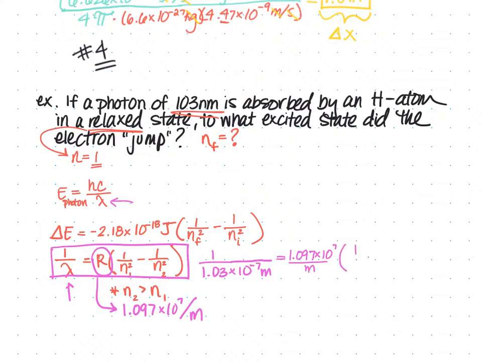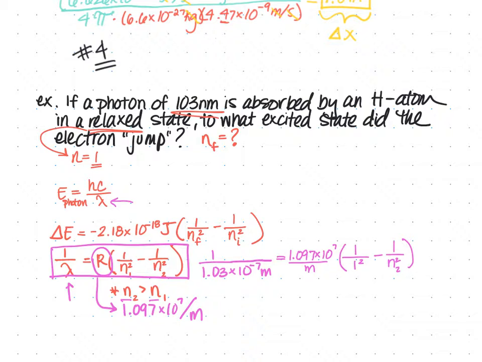times 1 over, now I know that n2 is greater than n1, since the electron started at n equals 1, that's the lowest possible quantum number that I can have. So I'm going to assign n1 as 1, square that, minus 1 over n2 squared.